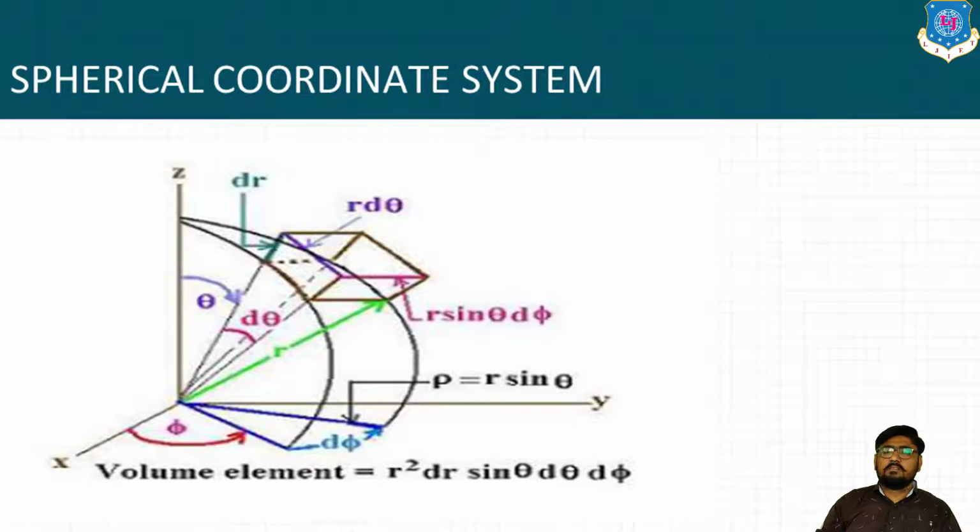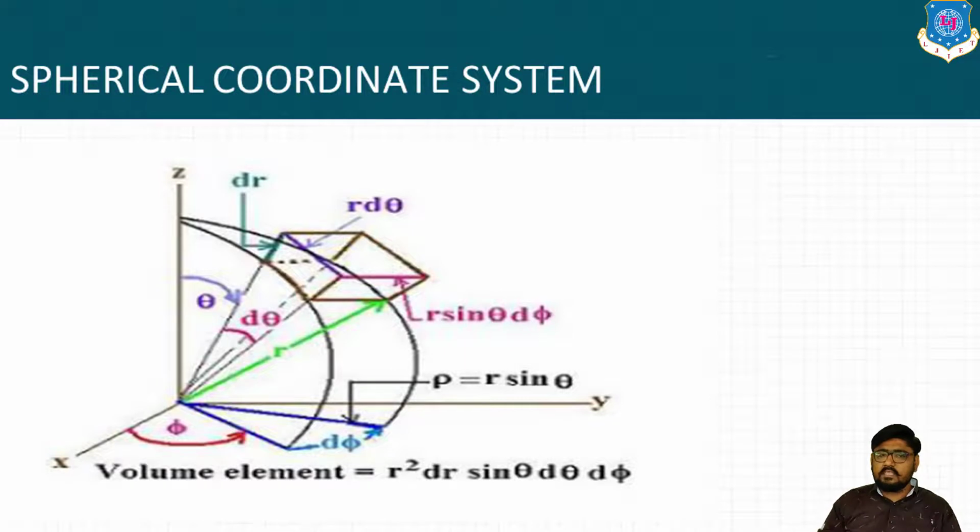Similarly, in the spherical coordinate system, we have already discussed that r, theta and phi will be there. This is a part of a sphere, and this is the radius. In engineering graphics we have also learned about d phi and d theta. Angle with respect to HP is d theta. Angle with respect to VP, considering the vertical plane, will be d phi.